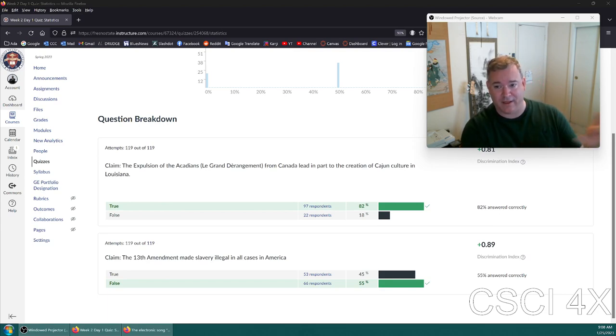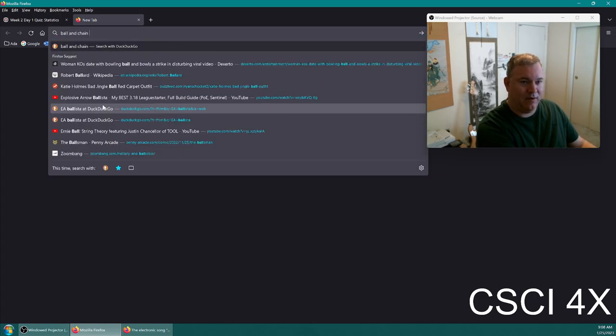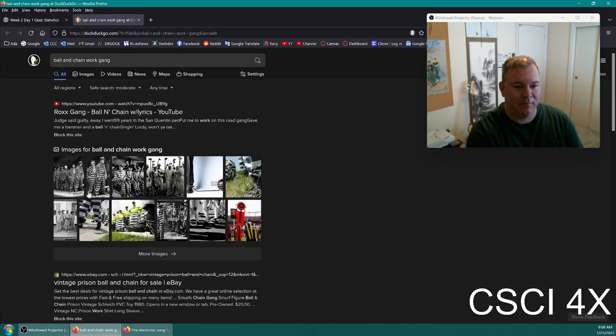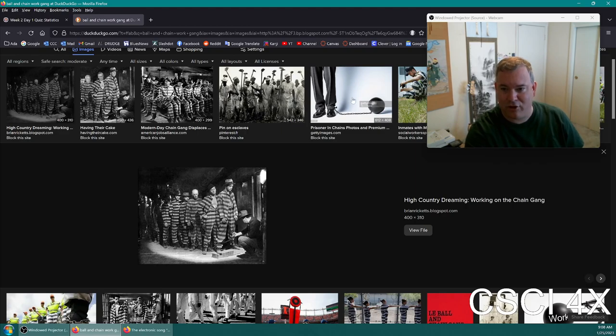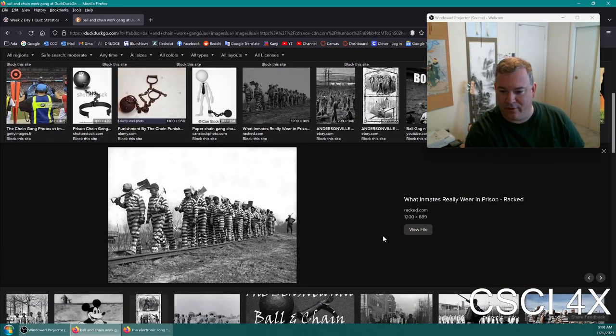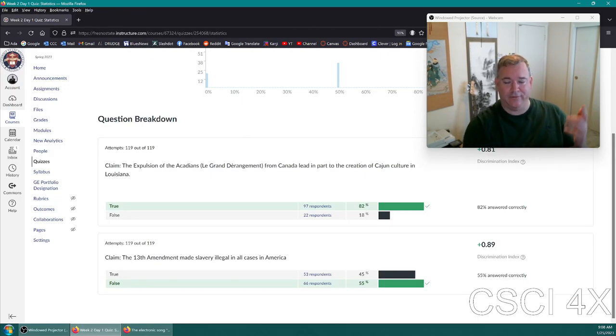Prisoners can be forced to labor on work gangs. If you've seen old movies where people have the ball and chain, or those old-timey movies where they have the striped suits and they're all chained together and working on a railroad or a road, things like that. That was actually upheld in part because the 13th Amendment does allow slavery, forced labor, in the case of criminal conviction.